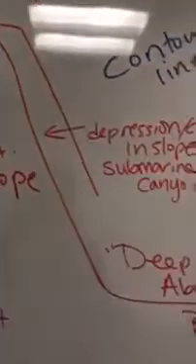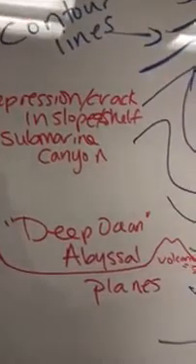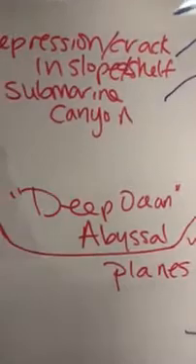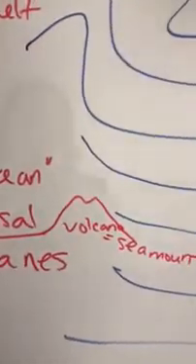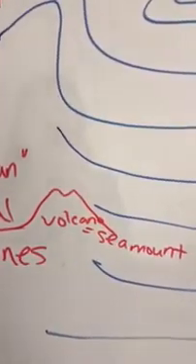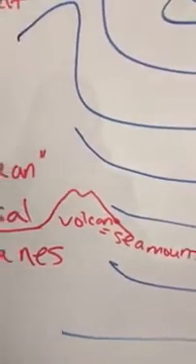And then it eventually goes to the deep ocean, or the flat abyssal plains. Some abyssal plains, like in the Pacific, have volcanoes in them. Some of them are volcanoes that are extinct, and we call these seamounts. So you have all kinds of features here.